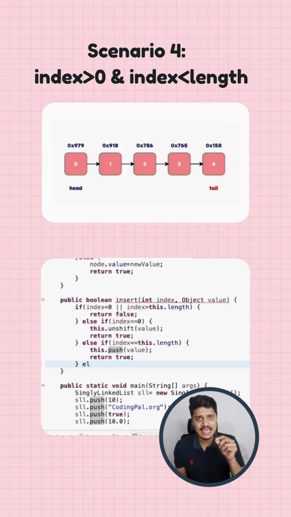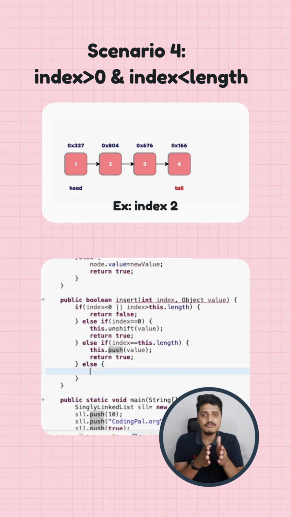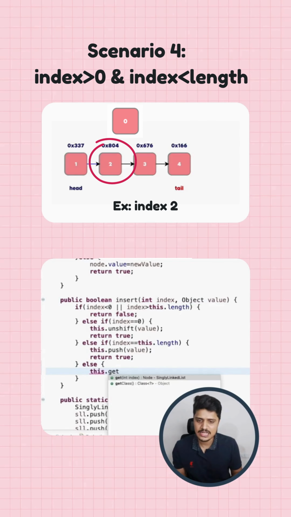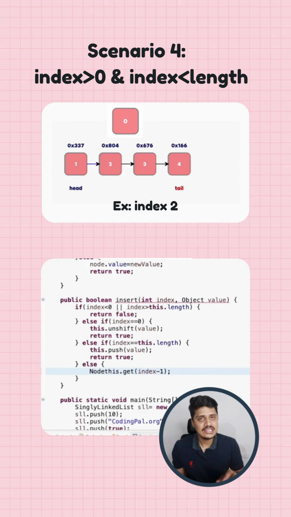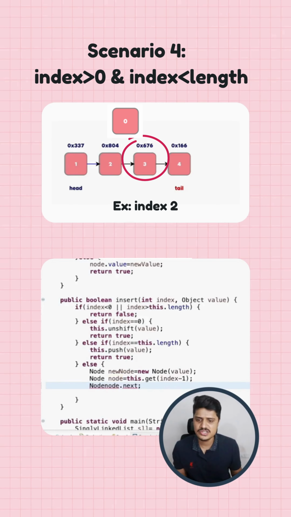If the user passes any other value for the index, what we need to do is, first we need to get the node that is at the index -1th position that the user has passed. Why? Because there is already a node at the given index. So if we can simply get the node before that, we can add a new value and readjust the connections. So first go ahead and get the node at the index -1th position. Right now the node that is at the nth position is nothing but the next of the node that we have read. So let's just read that.